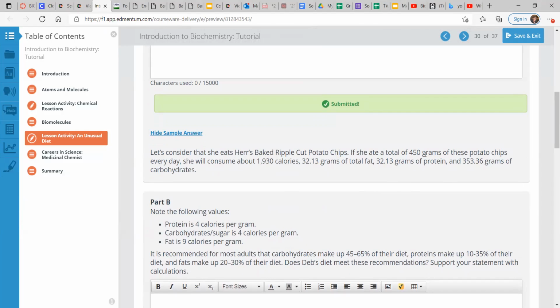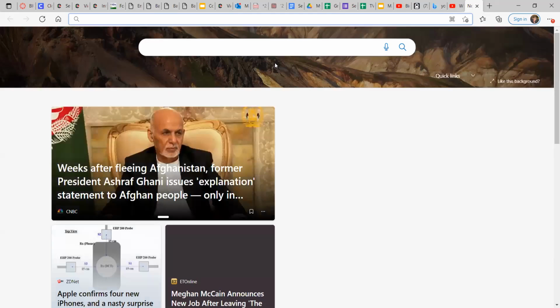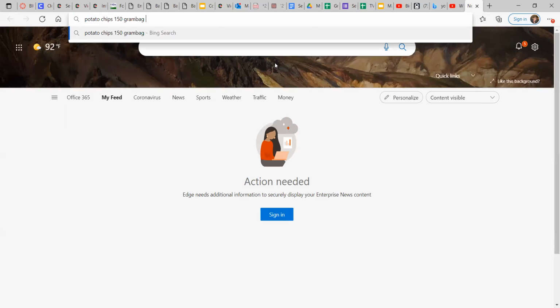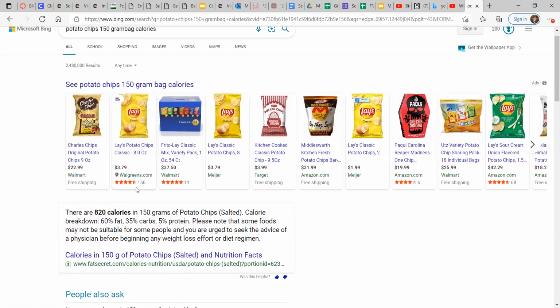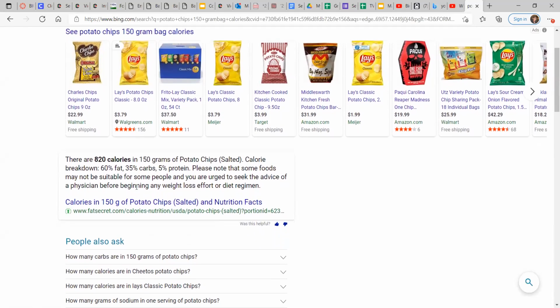another way to get around this is just to use your own sources. Potato chips, or crisps, as Deb said. Calories. Okay.